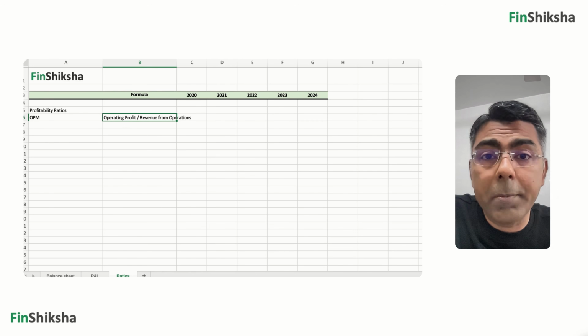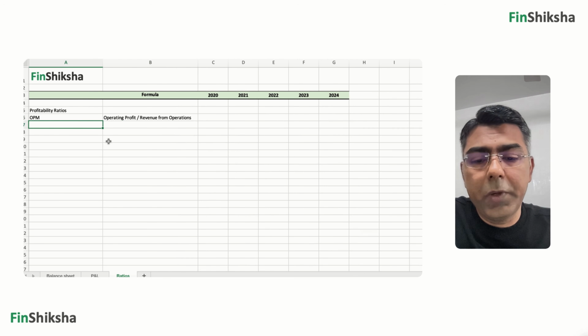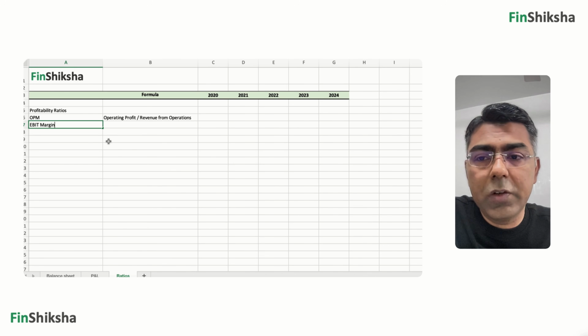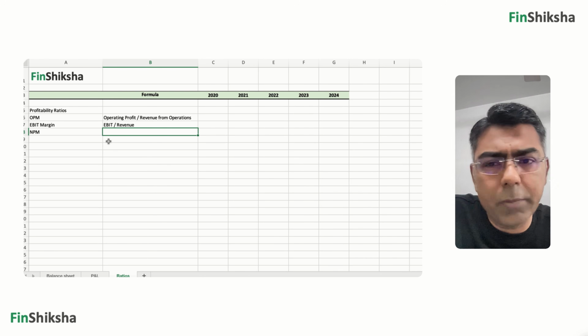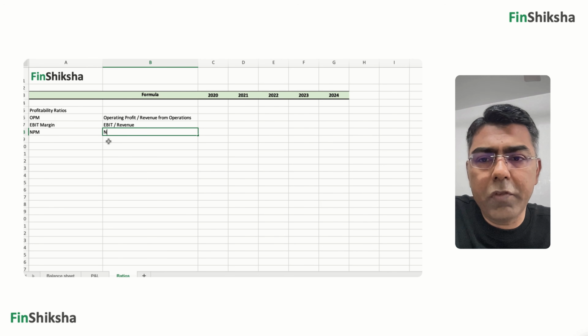So that's what we are basically looking at. Operational revenue is what we will look at. We can look at EBIT margin. We can look at net profit margin, right? So this will be EBIT divided by revenue, and I can use revenue from operations, but because in EBIT we are including other income, so we'll use total revenue. And net profit margin is also net profit by total revenue, right?